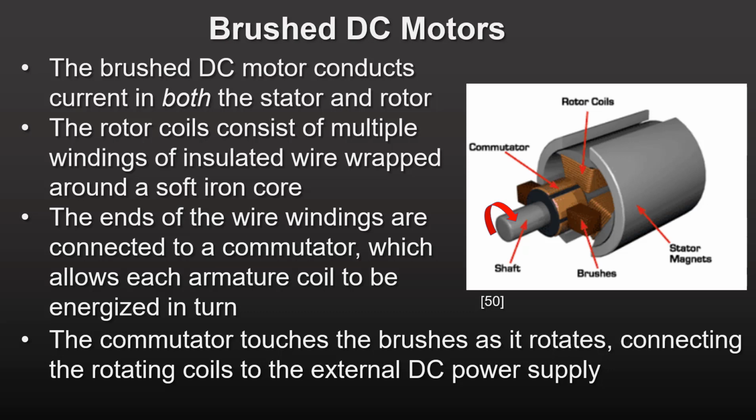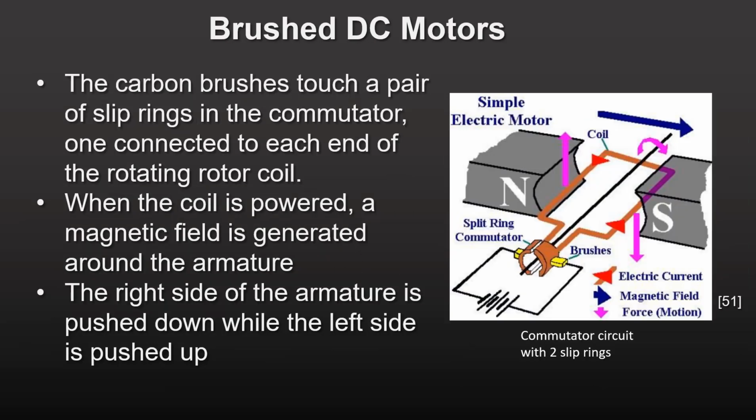the magnetic field. The ends of the armature wire winding are connected to a commutator, which allows each armature coil to be energized in sequence. The commutator touches a set of carbon brushes as it rotates, connecting the rotating coils to the external DC power supply. The carbon brushes touch a pair of slip rings in the commutator, one connected to each end of the rotating rotor coil.